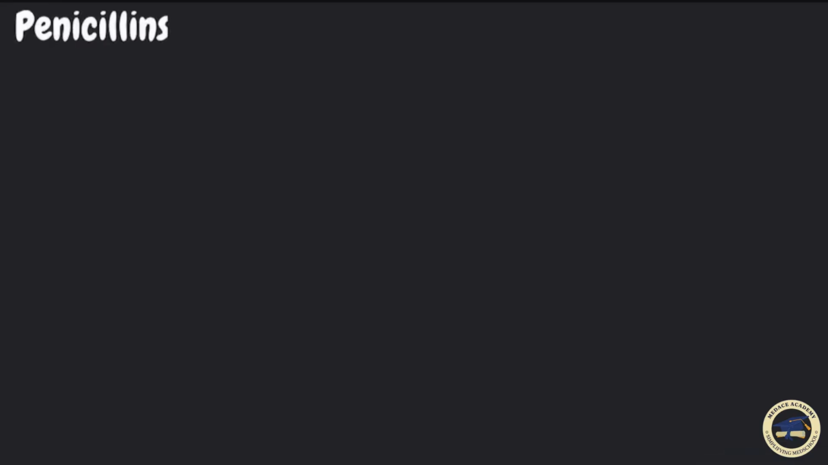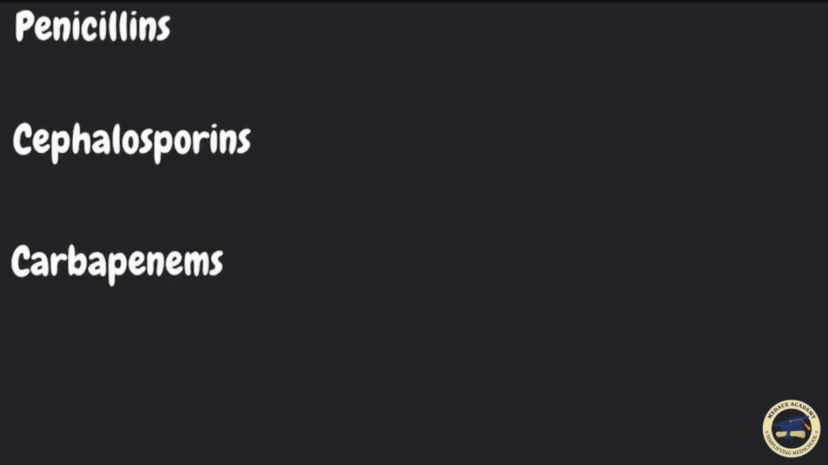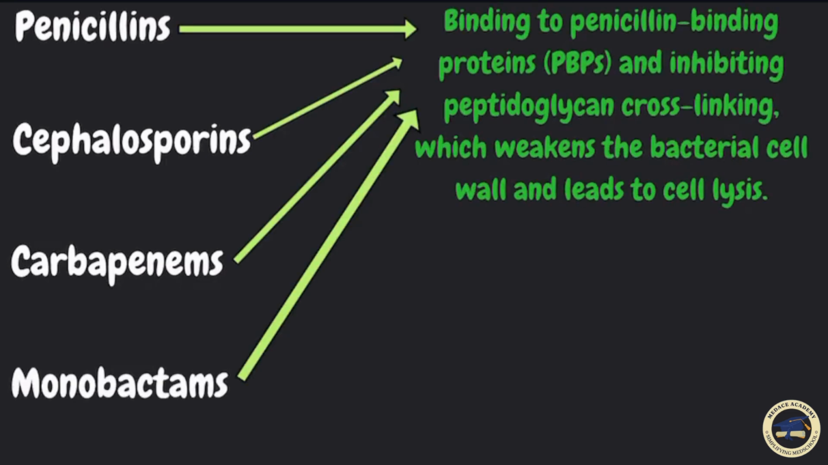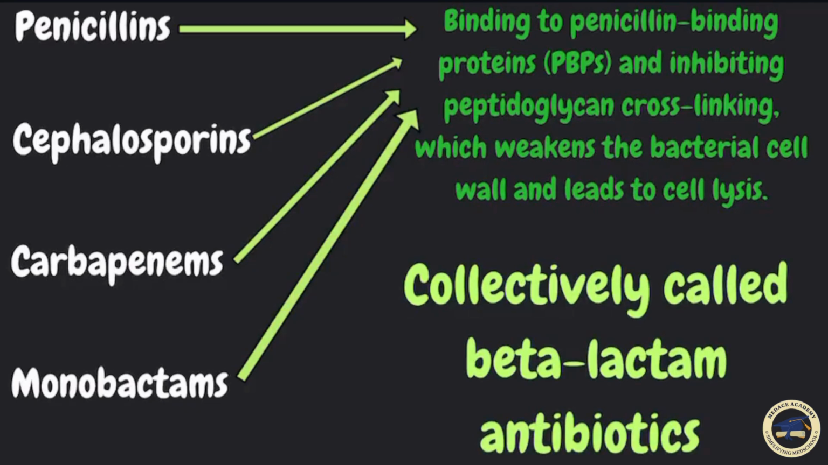And if you've paid attention, then you've noticed that penicillins, cephalosporins, carbapenems, and monobactams all share the same mechanism of action. They all bind to penicillin binding proteins. What this does is it inhibits peptidoglycan cross-linking, which weakens the bacterial cell wall and leads to cell lysis. This is how they cause damage to the bacteria. And together, these are called beta-lactam antibiotics.